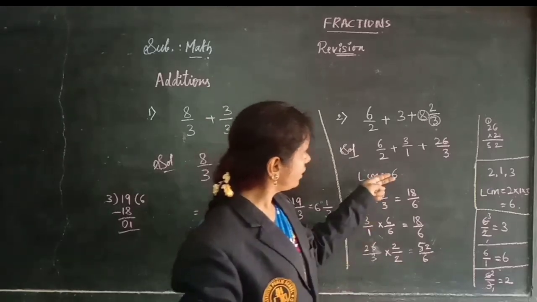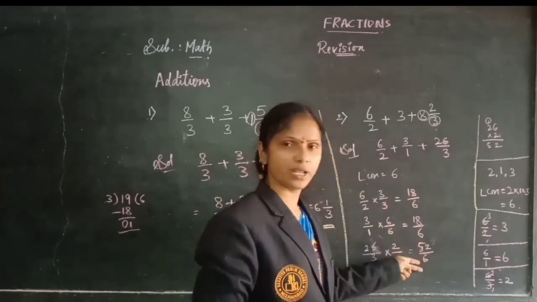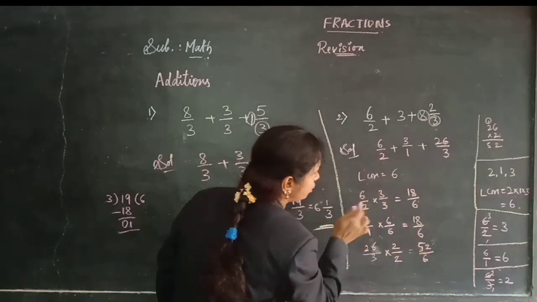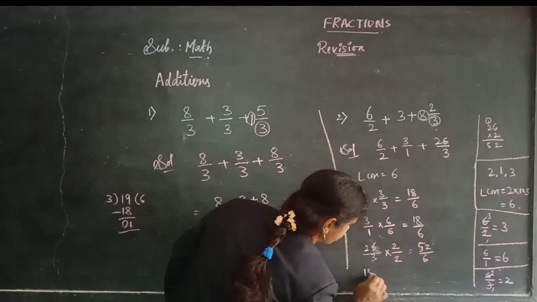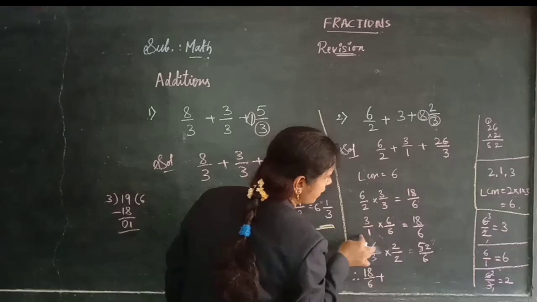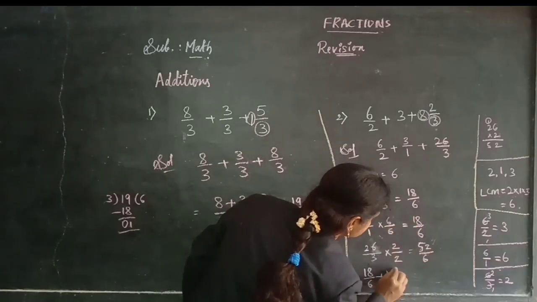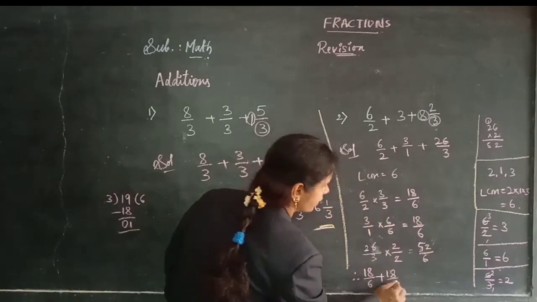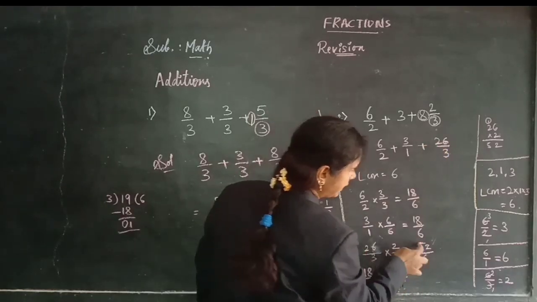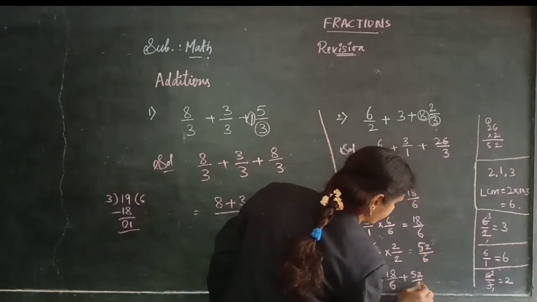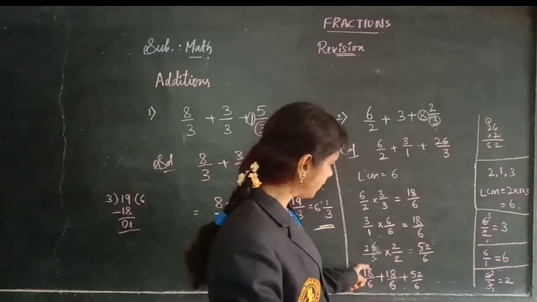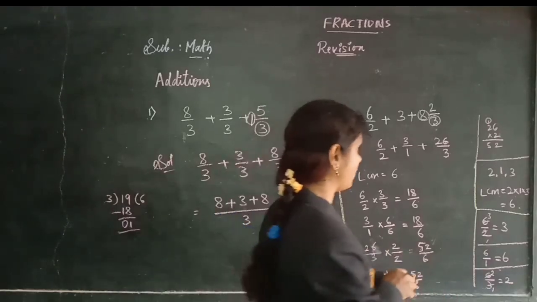Okay. Now I converted these unlike fractions into like fractions. Now I can add them. So instead of 6 by 2, I can take 18 by 6, plus instead of 3 by 1, 18 by 6 I can take here also. Okay. Plus instead of 26 by 3, I can take 52 by 6. Now I have converted them into like fractions. Let's add the numerators, which are 18 plus 18 plus 52. Here I am adding.